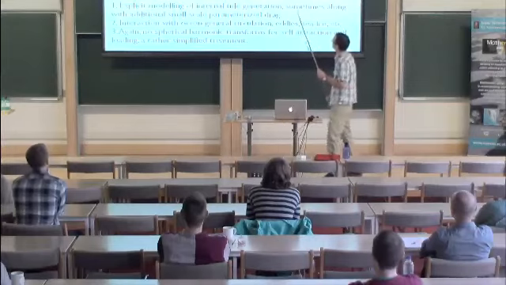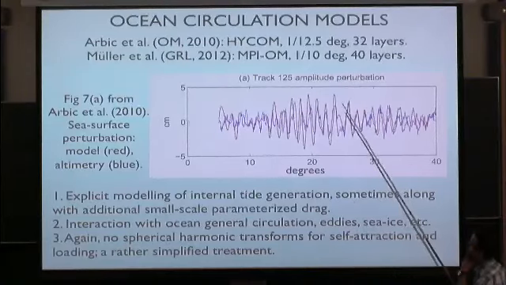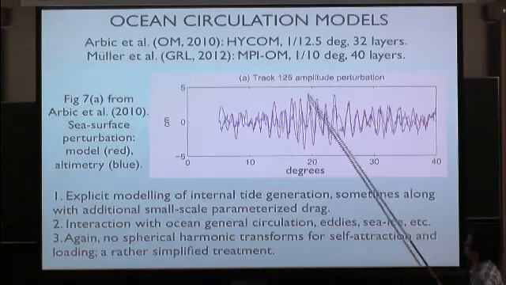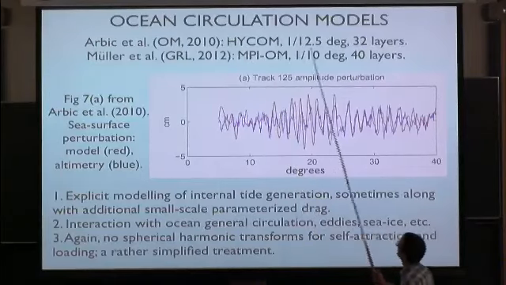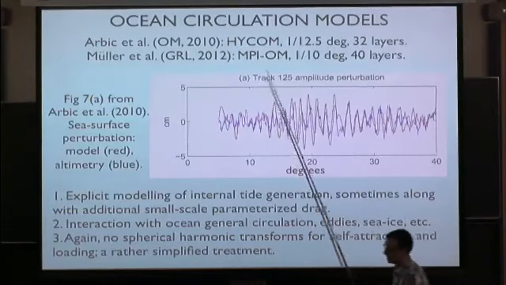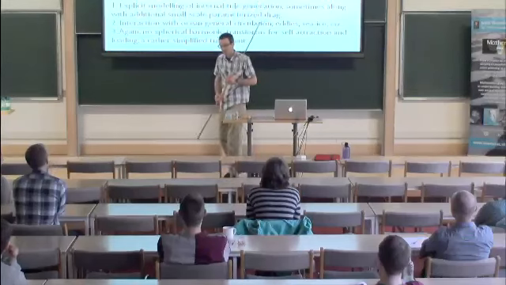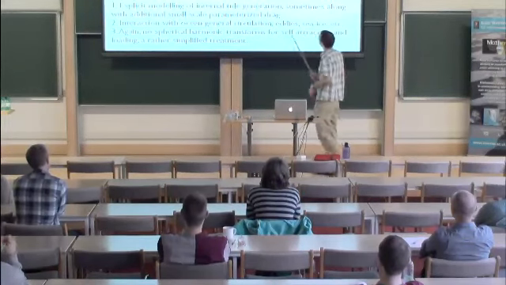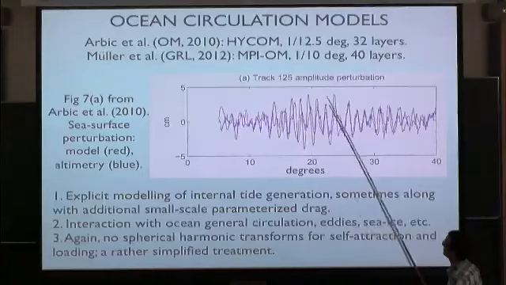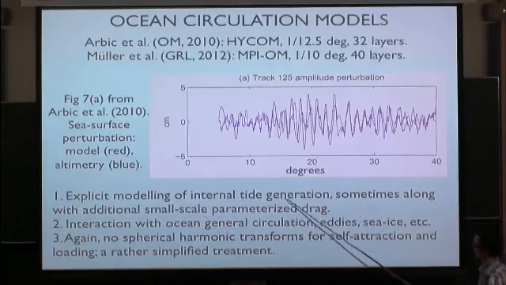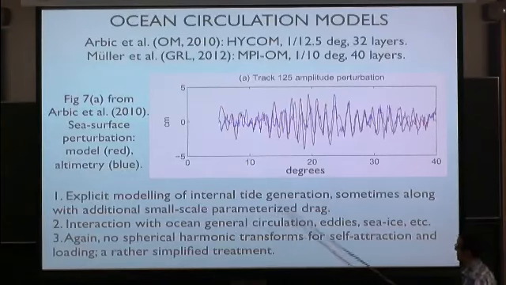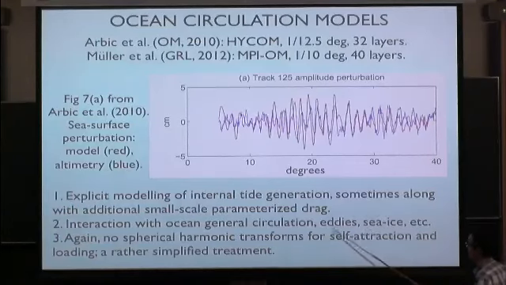So that's level 2. Level 3 then is to go to a full ocean circulation model, which is becoming more common. There have been two recent papers published which are using large models at high resolution. All they're doing, of course, is putting in the tidal forcing, which often isn't included in such models, running them for a long time, doing the spectral analysis. So again, now you have explicit modeling of the internal tides. You can include things like interaction with the general circulation and eddies if you think that's important to the physics. And again, there's no spherical harmonic transforms because it just makes it too expensive.